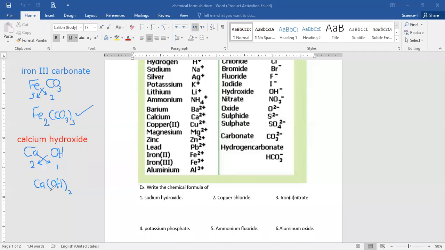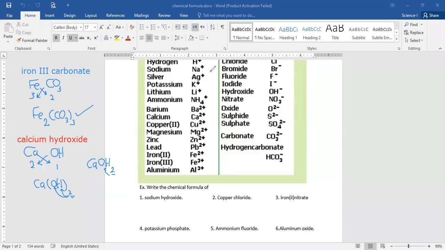Why? Because once we add the bracket, the subscript 2 belongs to hydrogen and also belongs to oxygen. That means I have 2 oxygen and 2 hydrogen. But if I wrote it like CaOH2, that means this 2 just belongs to hydrogen only. So we missed 1 oxygen. Is it clear, Danu? Yes.